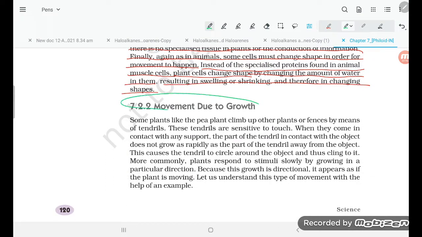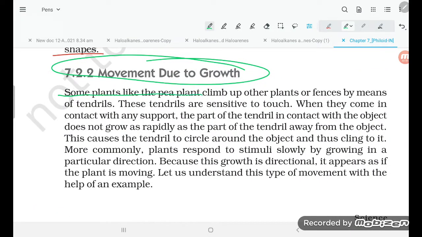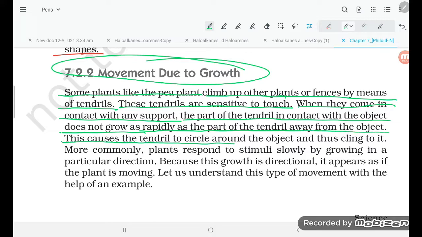Now, movement due to growth. Some plants like the pea plant climb up other plants or fences by means of tendrils. These tendrils are sensitive to touch. When they come in contact with any support, the part of the tendril in contact with the object does not grow as rapidly as the part of the tendril away from the object. This causes the tendrils to circle around the object and thus cling to it.